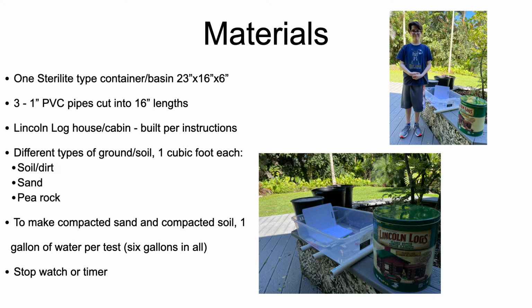The materials I used were 1 sterilite container basin, 23 inches by 16 inches by 6 inches, 3 1-inch PVC pipes cut into 16-inch lengths, a Lincoln Log house cabin built per instructions, different types of ground, 1 cubic foot each of soil, sand, and P-rock. To make compacted sand and soil, 1 whole gallon of water per test, 6 gallons in all. A stopwatch or timer.